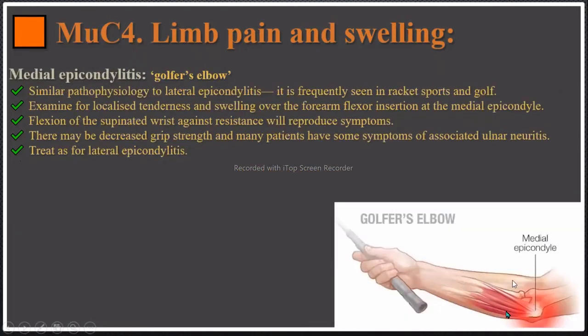Medial epicondylitis, so golfer's elbow, similar pathophysiology. Okay. And here they can mention in the scenario the patient is using a racket sport or golf. Examine for localized tenderness, swelling over the forearm flexor insertion at the medial epicondyle. Flexion of the supinated wrist against resistance will reproduce symptoms. It will be where, guys? Medial epicondyle. So for medial epicondyle, the examination is supination, and the other one is pronation.